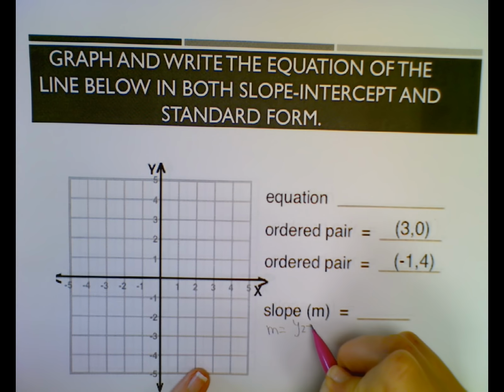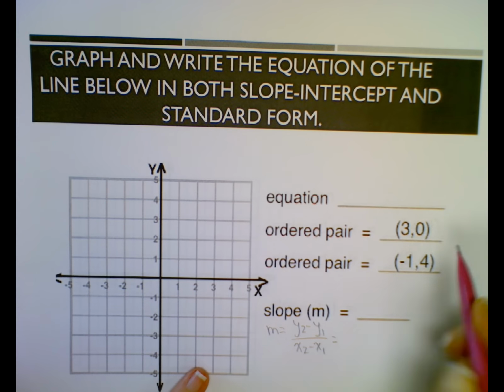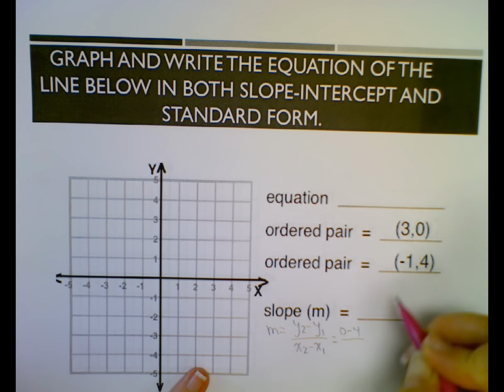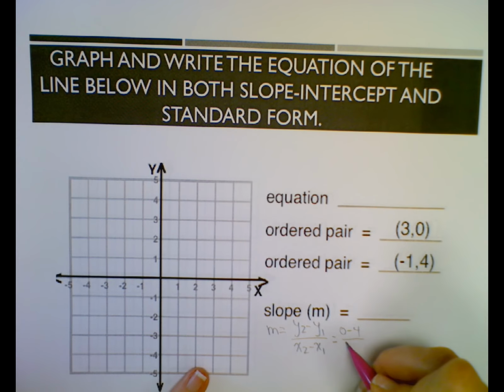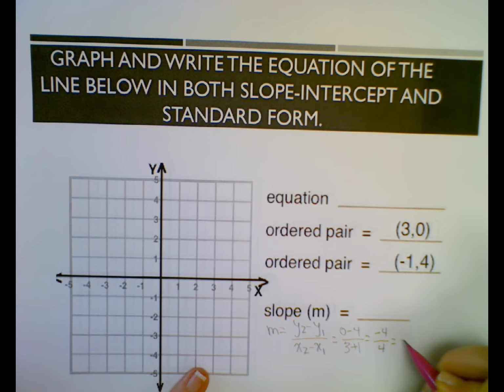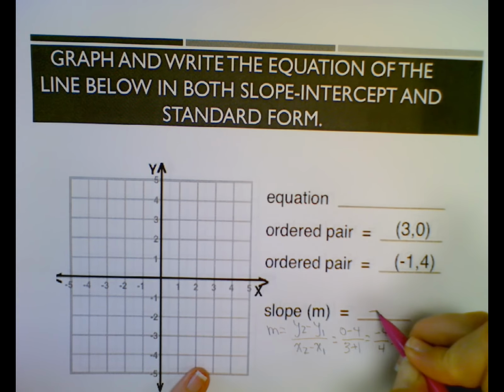To find my slope, remember y sub 2 minus y sub 1 over x sub 2 minus x sub 1 is going to be 0 minus 4 over 3 plus 1, because that's minus a negative. That's negative 4 over 4, and that simplifies to negative 1. So my slope here is negative 1.